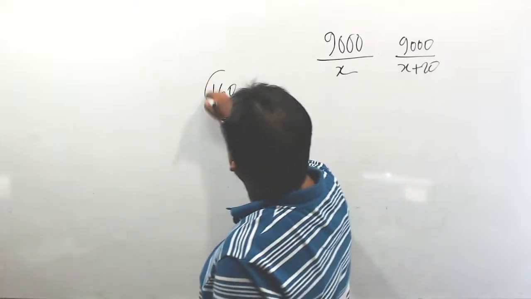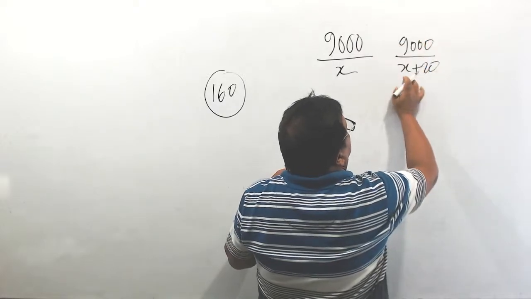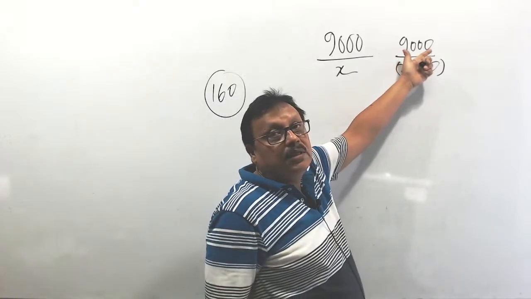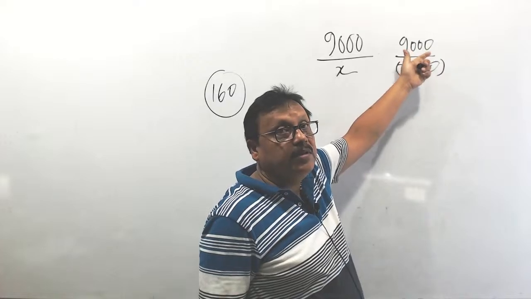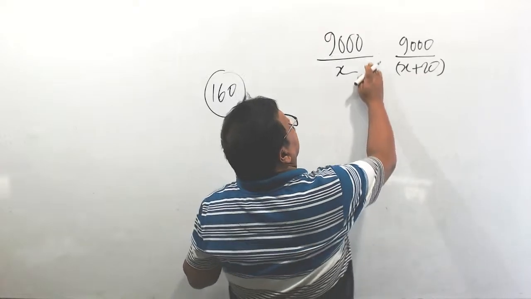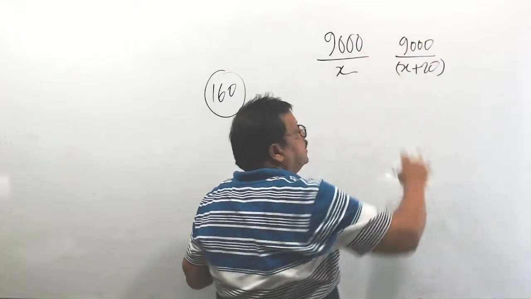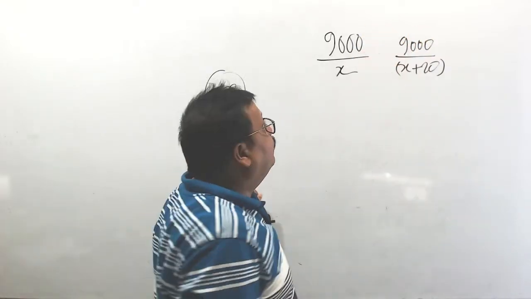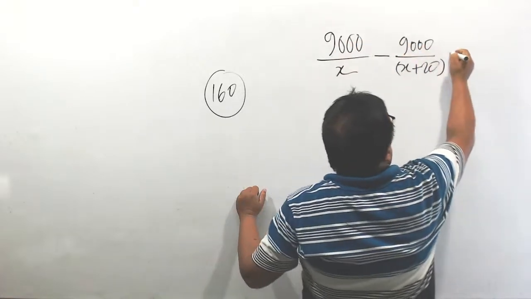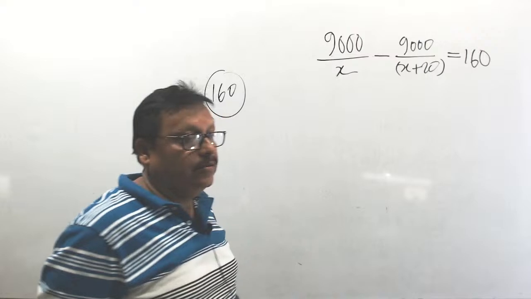Each will get rupees 160 less. That is, again, the second case, the number of persons increased by 20. The amount remains the same. Now, which fraction is greater? Of course, this one is greater. So you subtract this from this, and the difference is 160. This is the equation formed.